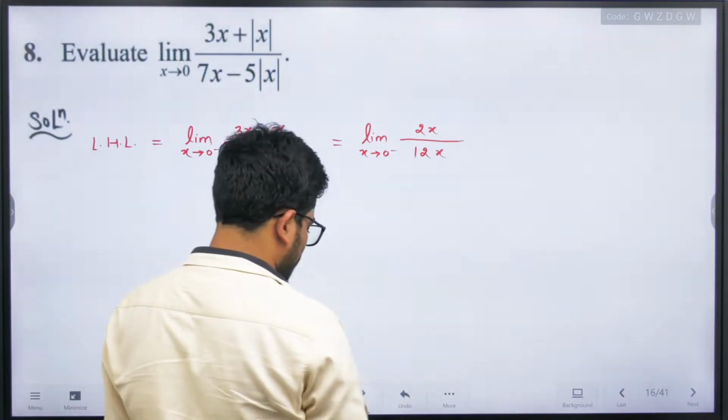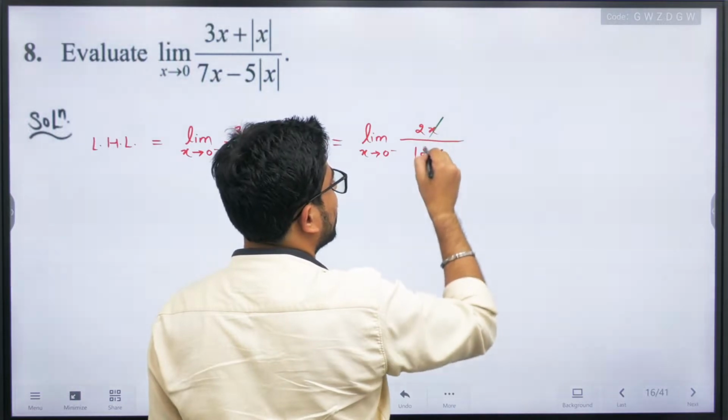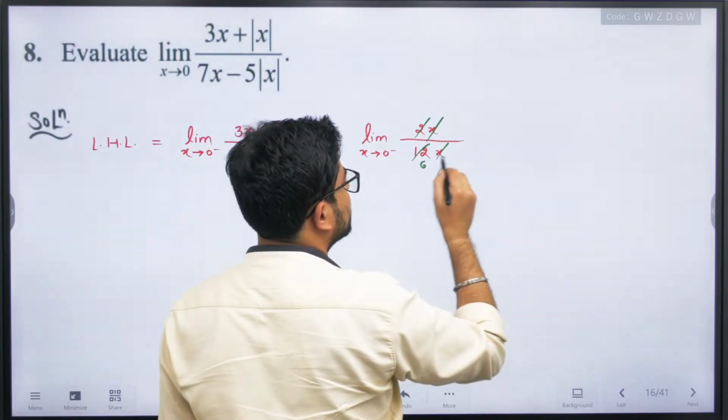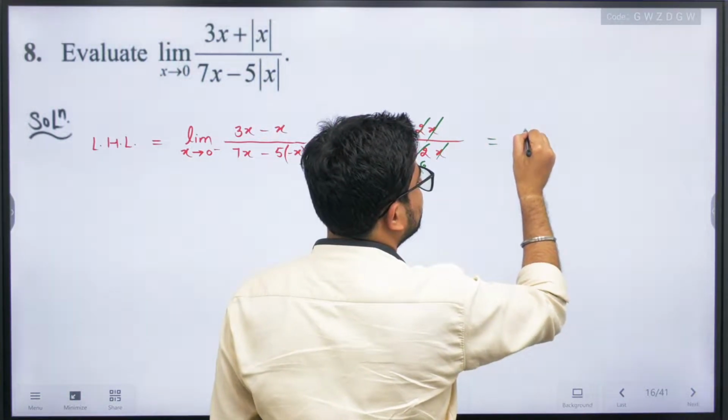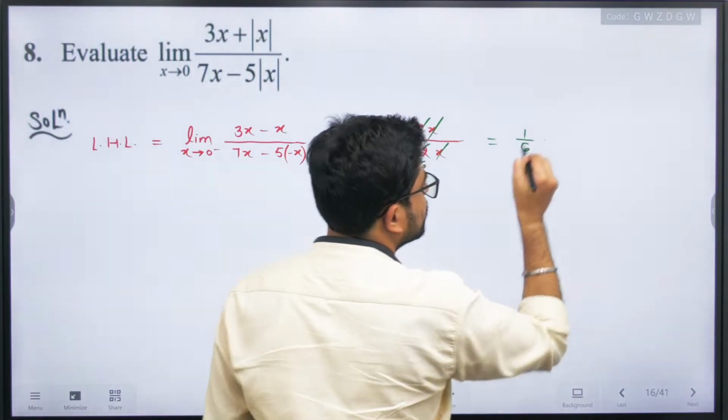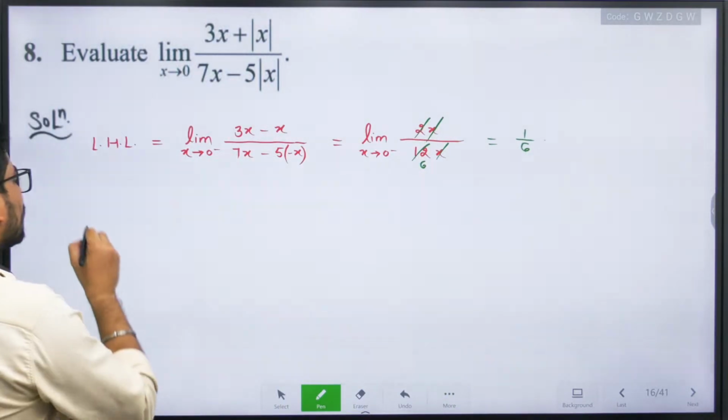So this thing is the limit as x tends to 0 minus of 3x minus x, that is 2x, divided by 7x plus 5x, that is 12x. Now you can cancel x by x. 12 by 2 you will get 6. So this limit is 1 by 6. Got it? Now calculate the right hand limit.